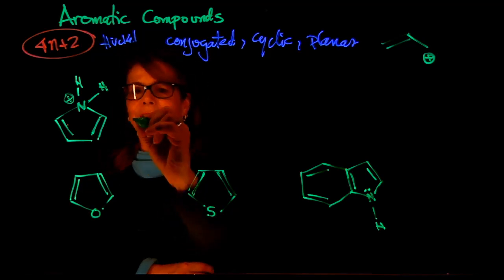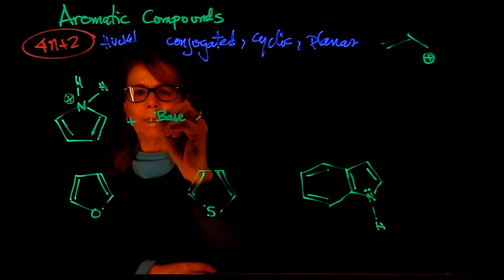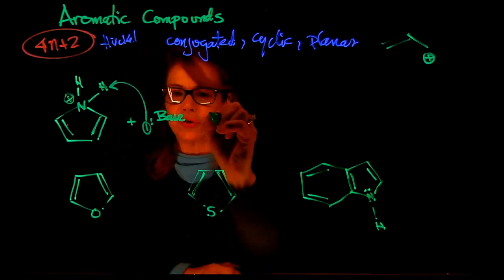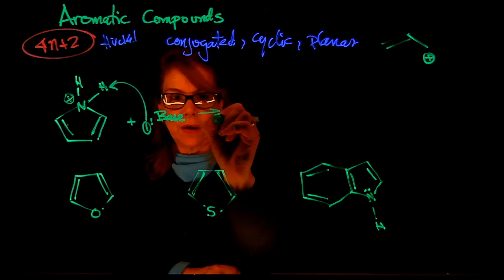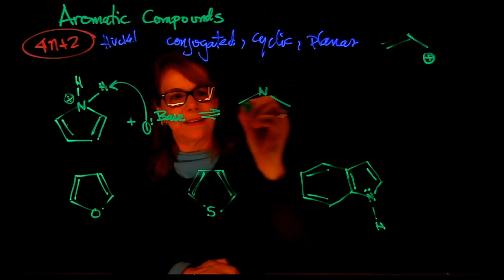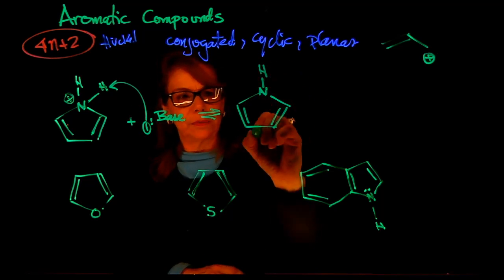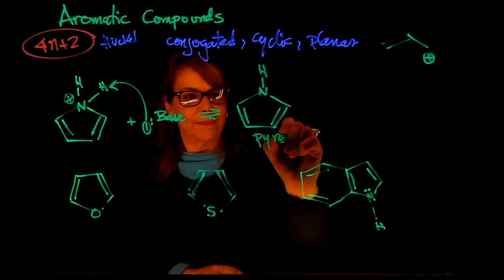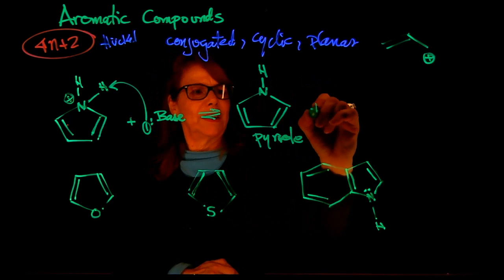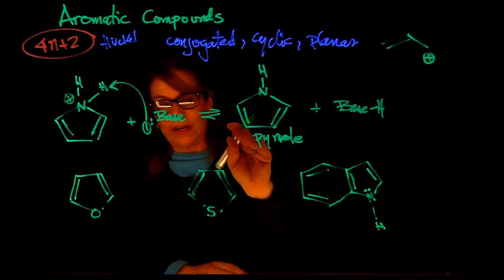So if you did this, say, we have a base here, and a base, and you get that electron. I'm just drawing an acid-base reaction. What you're getting is, this is the acid, and the conjugate base is actually pyrrole. And you're going to get, say, the base, and that will have an H. So conjugate acid, conjugate base.